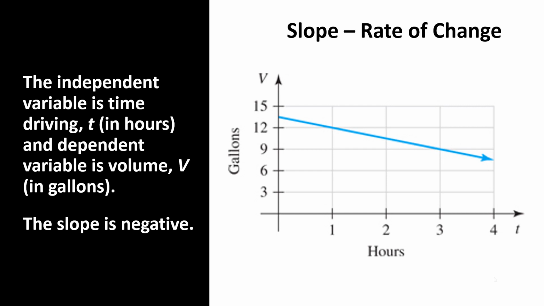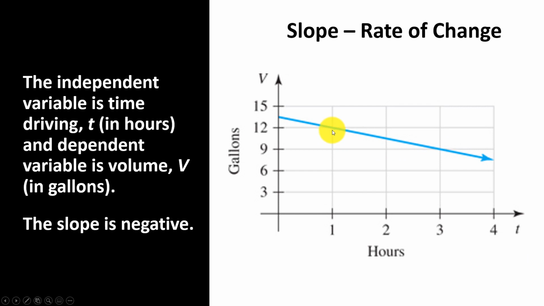So what is the rate of change precisely? We know it's negative from the picture. What is it precisely? Well, we need 2 points so we can compute the rise and the run. When x is 1 hour, we have the volume being 12, so that's a point. When x is 3, we have y being 9. So we want to compute the rise and run using these 2 points.